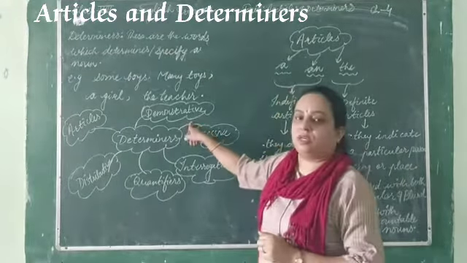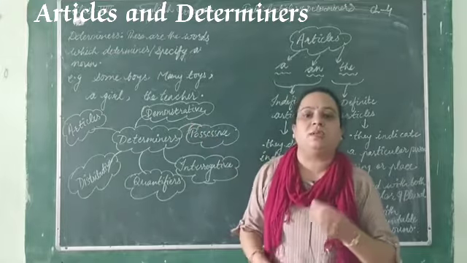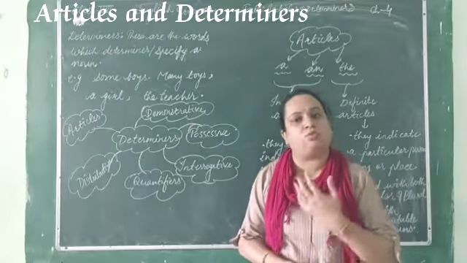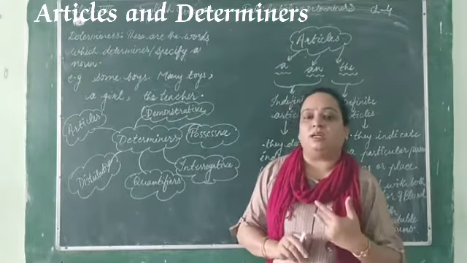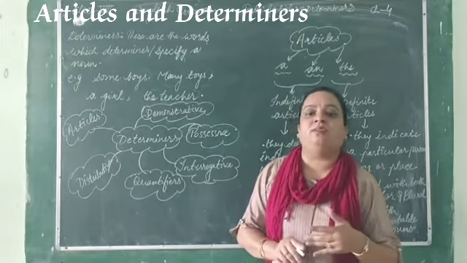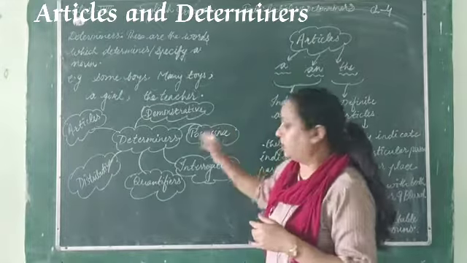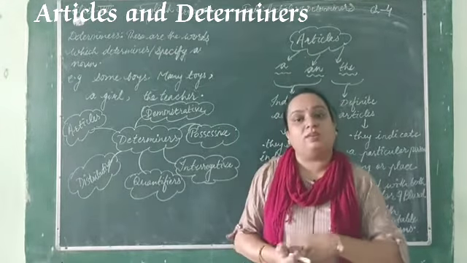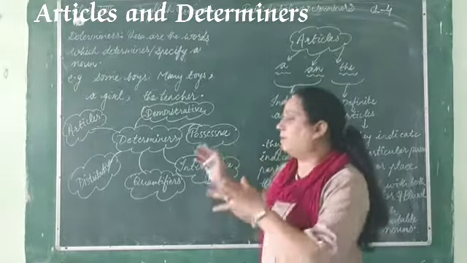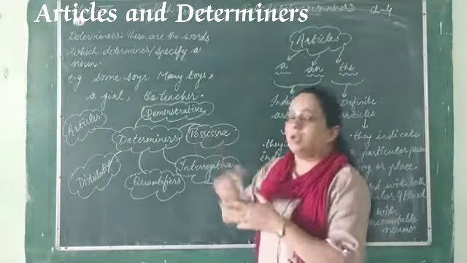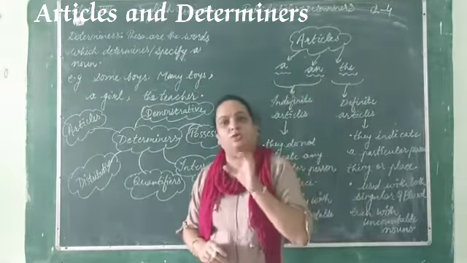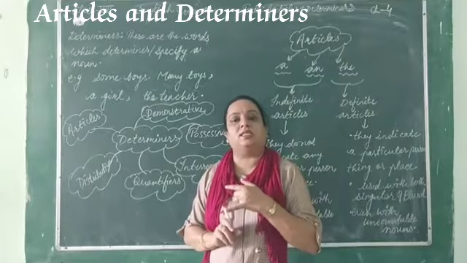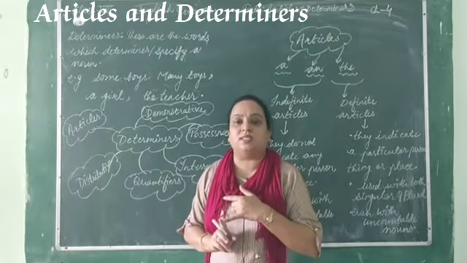Second one is demonstrative. When we speak this word demonstrative, we have read this word many times. We have demonstrative pronouns also, we have demonstrative adjectives also, we have demonstrative determiners also. So the words which are there are this, that, these, those and such.